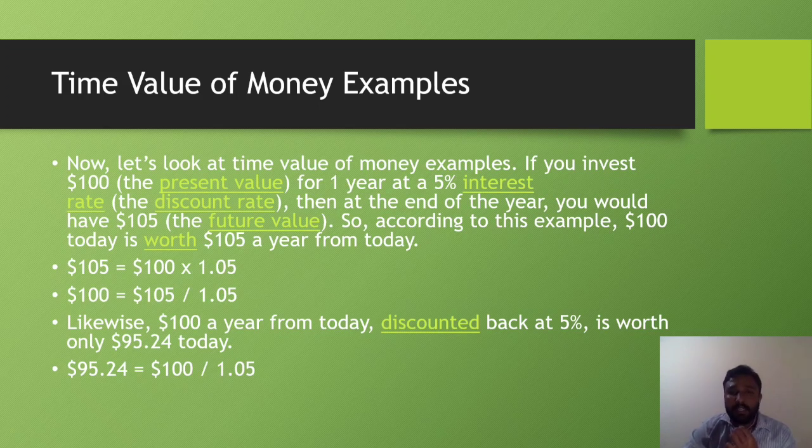The other way to write it is that the present value, 100, is equal to the future value divided by 1 plus i, all to the power n. Here our future value is 105, divided by 1 plus i. Likewise, 100 a year from today, discounted back at 5%, is worth only 95.24 today, so 95.24 equals 100 divided by 1.05.